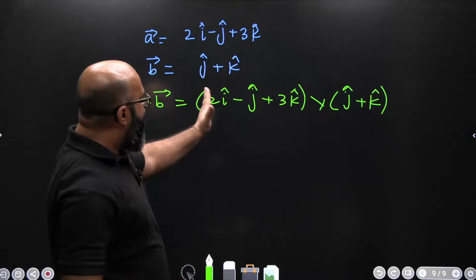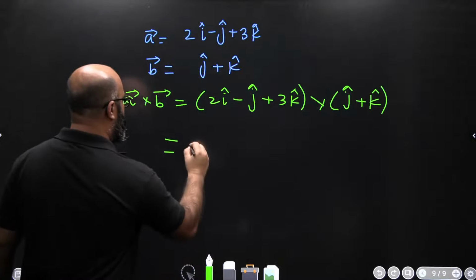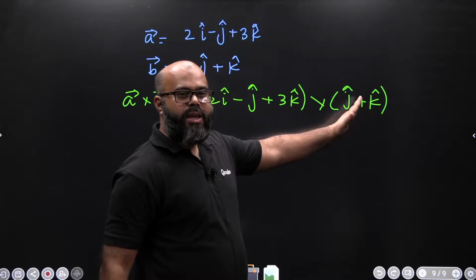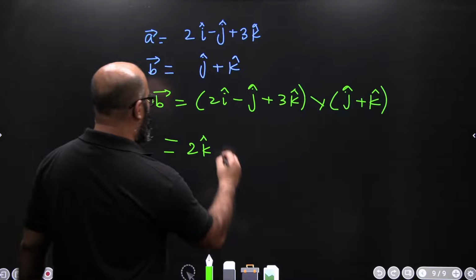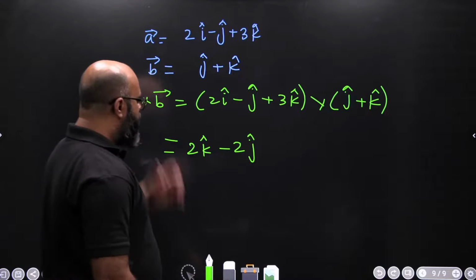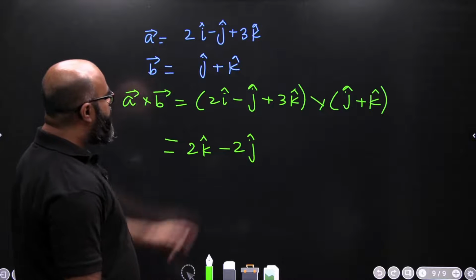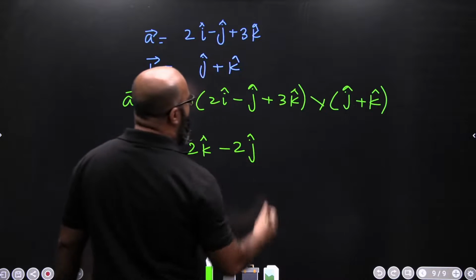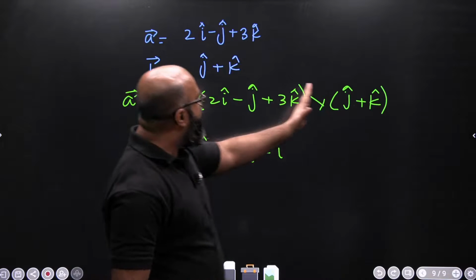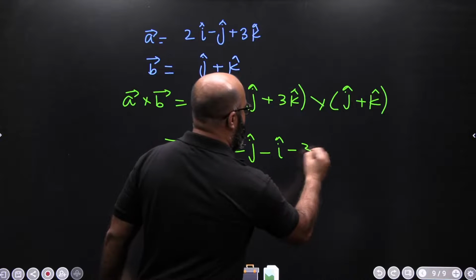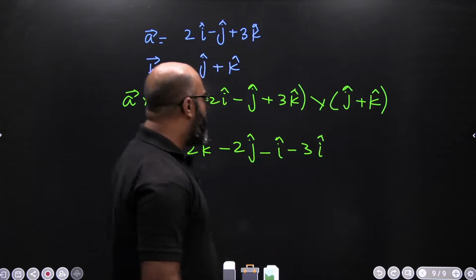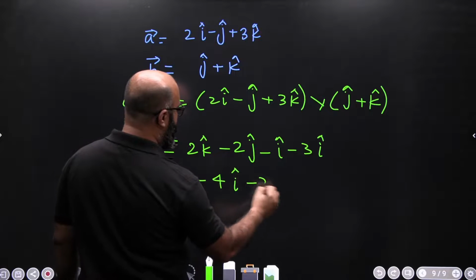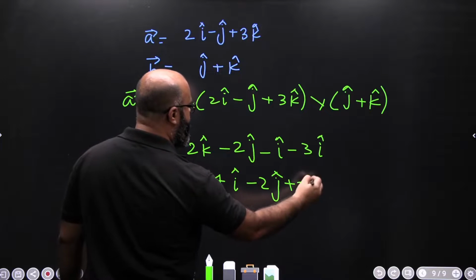Now 2i cross j, that would be k, so 2k. 2i cross k, what would be that? That would be i cross k is minus j, so minus 2j. Then j cross j will be 0, then j cross k will be i, then k cross j will be minus i, and then k cross k would be 0. So what we are getting finally is minus 4i minus 2j plus 2k, like this.